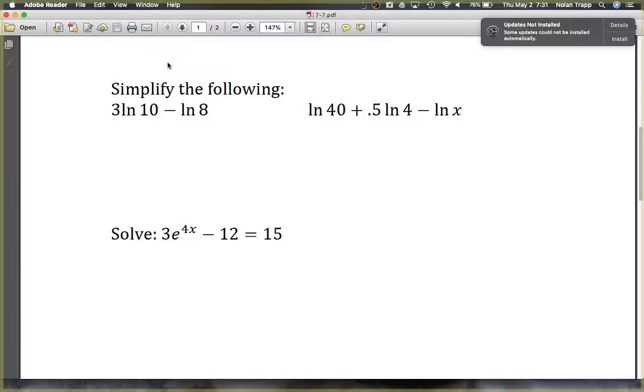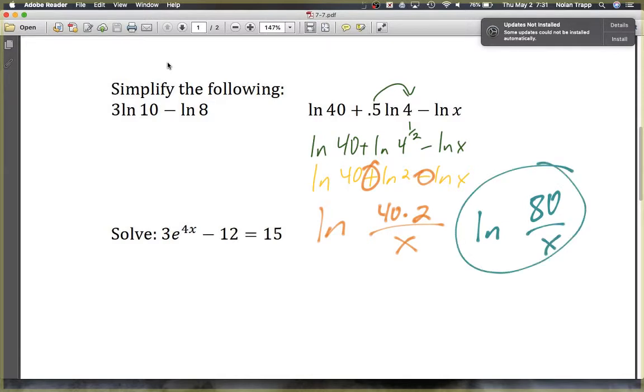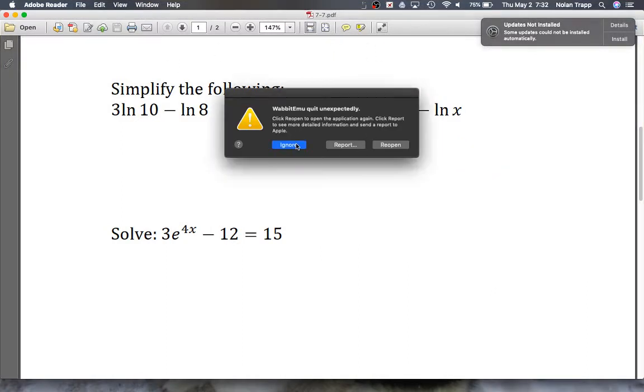Okay, so I'm going to go again on this next one. Number can go up top. So I end up with ln of 40 plus ln of 4 to the 1/2 power, which hopefully by now you know that's the same as a square root. So then I could rewrite that as natural log of 40 plus the natural log of 2. Addition ends up as multiplication. Subtraction ends up as division. So because of the variable, I can't actually solve this one, but I could write it as natural log of 80 all over x. Do note on the first one, you could have just done that in your calculator. That one would have worked just fine.